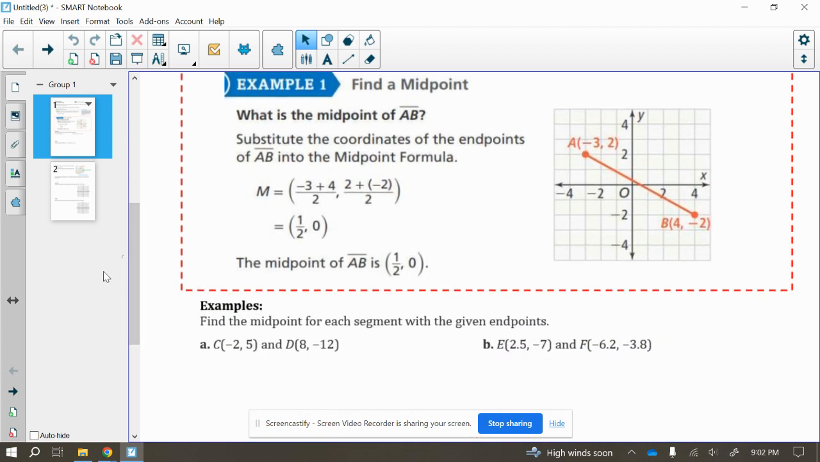So we can see this worked out example here for the first midpoint of segment AB. We take the two endpoints, x plus x, so -3 plus 4, and then we add those together, divide by 2, take the two y values, 2 and -2, add them together, divide by 2. We get this midpoint of segment AB at 1/2, 0, which makes sense if we look at it on our graph.